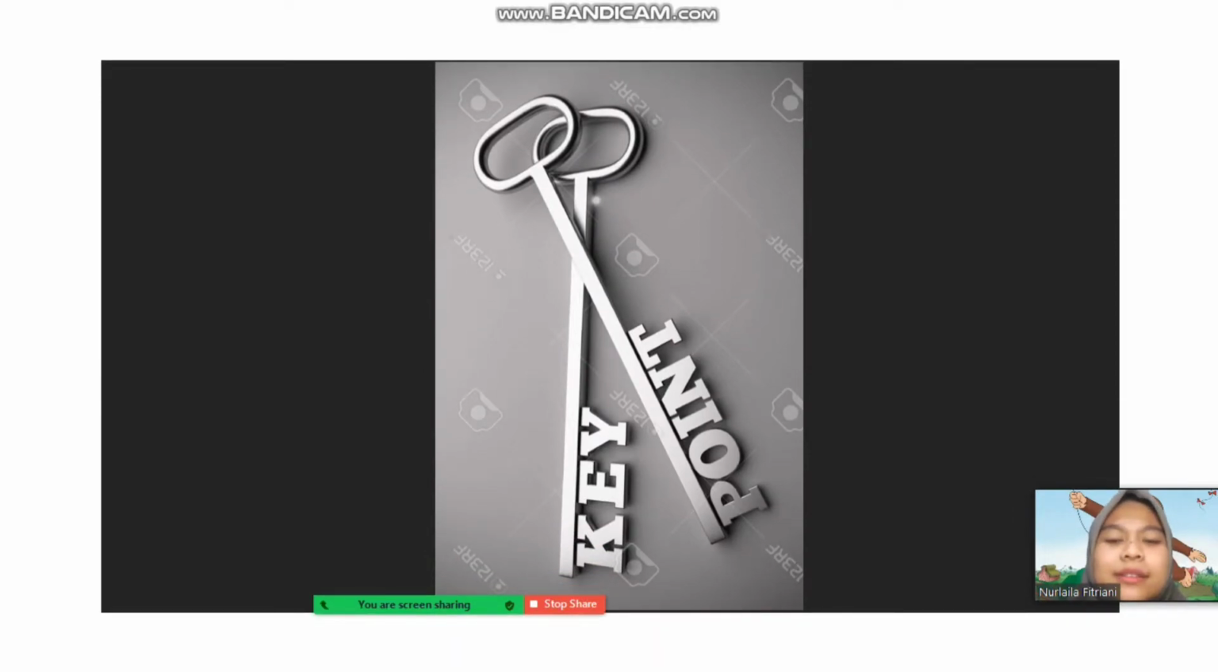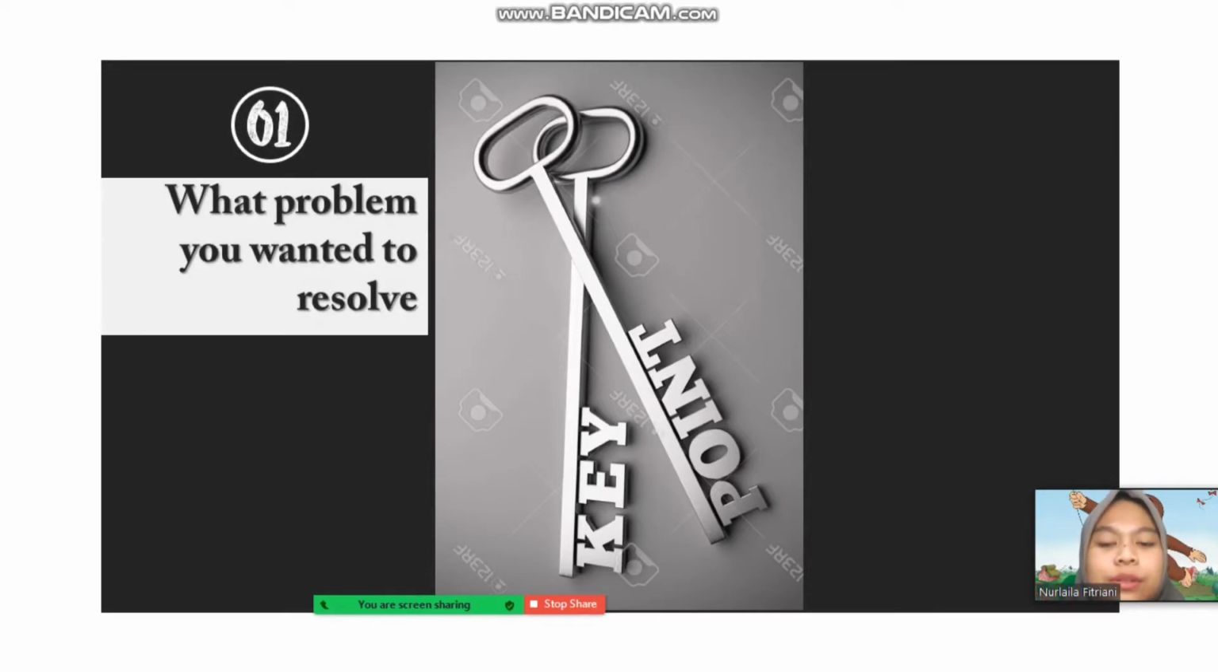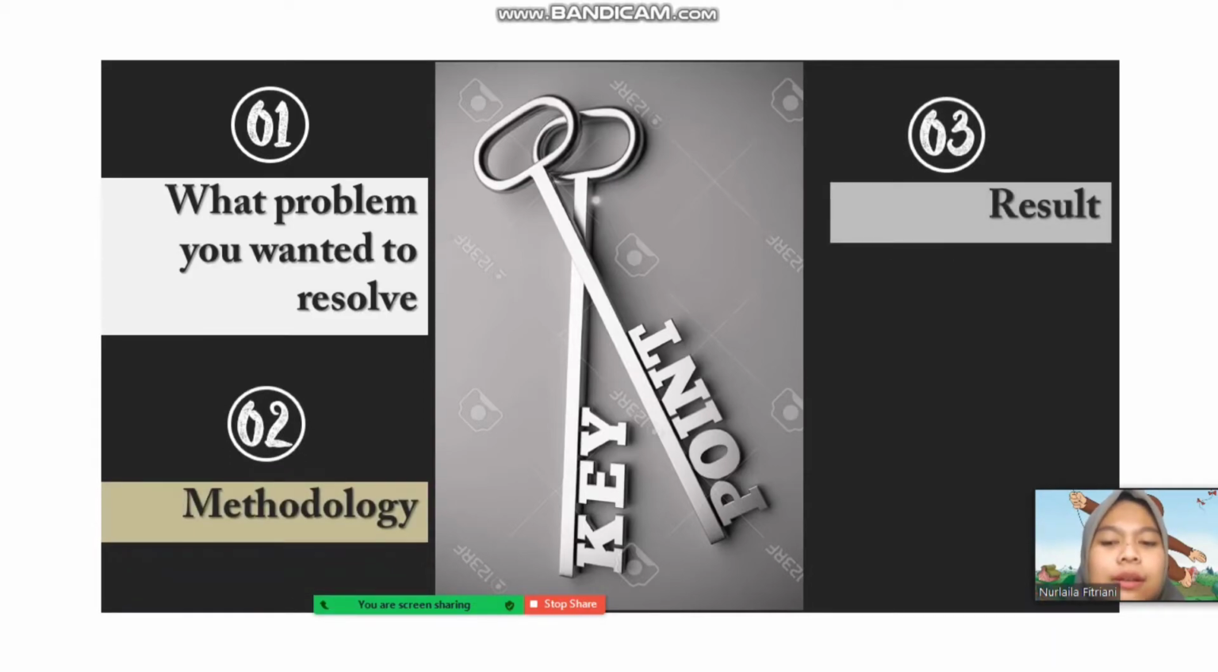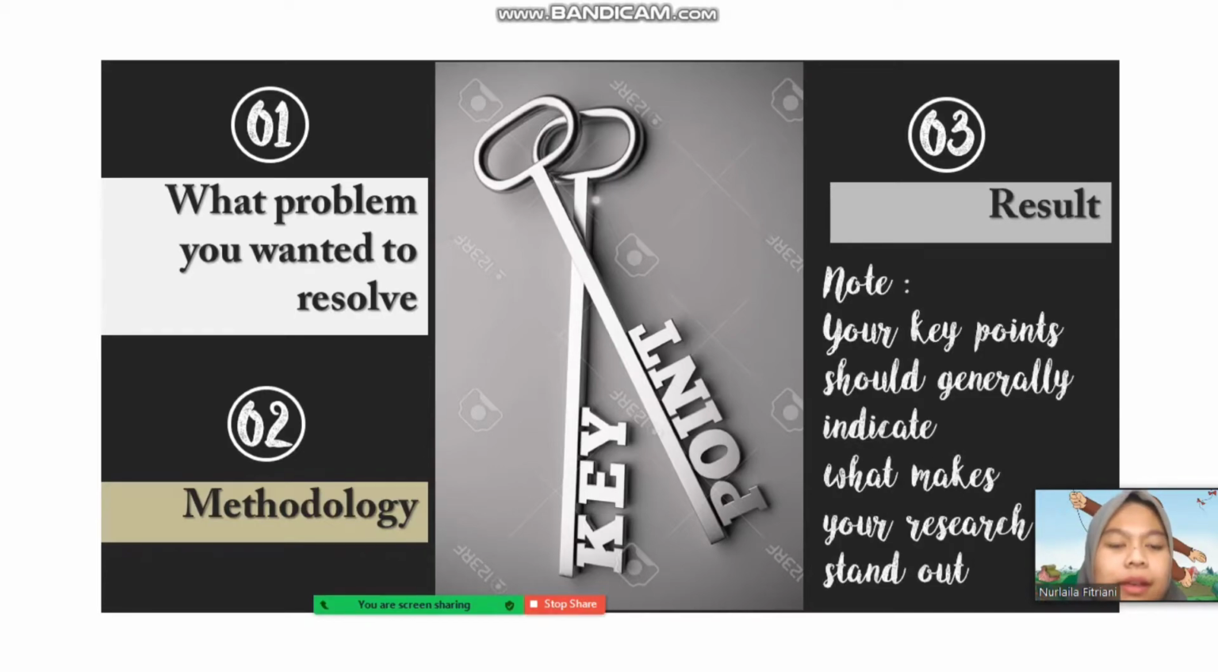And then let's now move on to the second stage, that is knowing your key point. The three things you should know in your key point are what problem you wanted to resolve, and then the second one is you share your methodology, and then the last one is you share your result. Note that your key point should generally indicate what makes your research stand out.